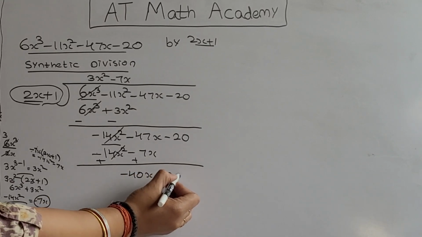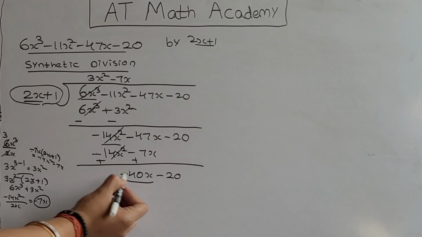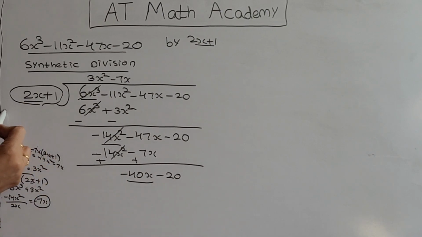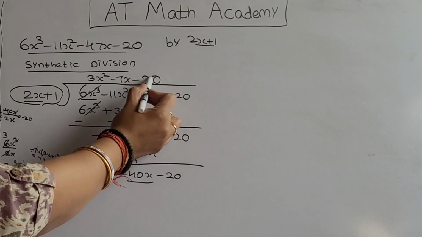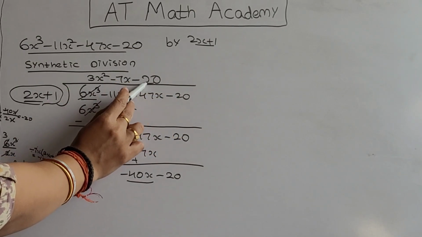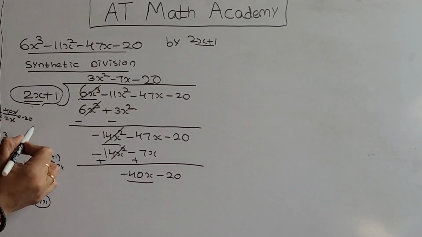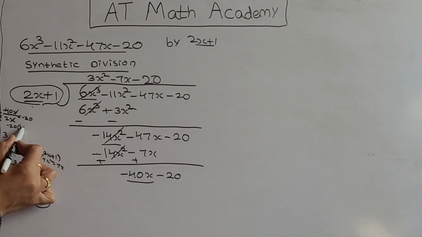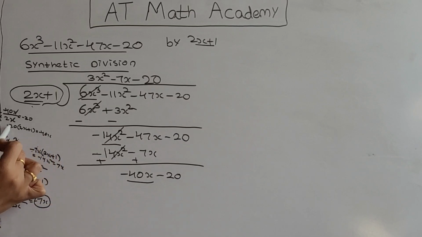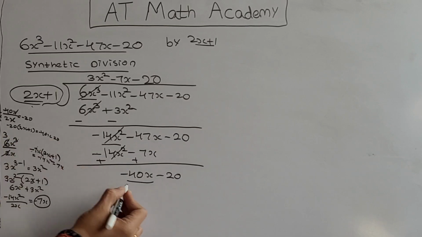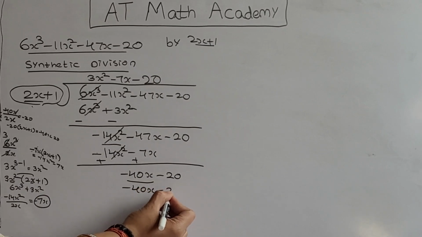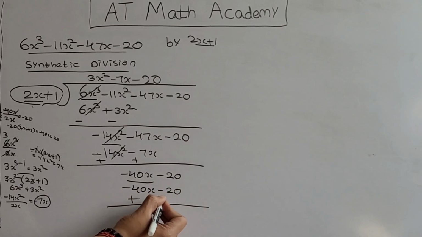So now I need to take my first term, minus 40x, and divide by 2x. So minus 40x divided by 2x gives me minus 20, as x gets eliminated. So here I'm going to write minus 20 and multiply this with the entire expression. So minus 20 into 2x plus 1 gives me minus 20 into 2 is minus 40x, and minus 20 into 1 is minus 20. So minus 40x minus 20, which is negative becomes positive, negative becomes positive, everything gets eliminated, and the remainder here is 0.